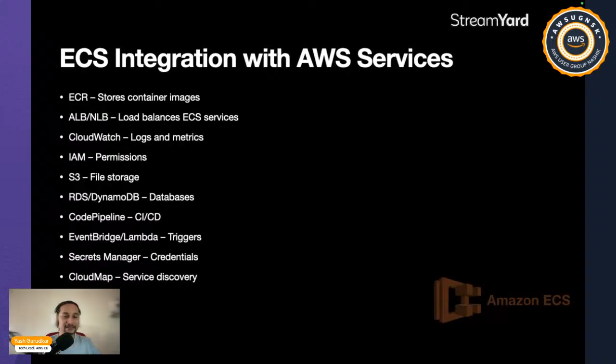Then we have Secrets Manager for managing our credentials on AWS, and we have Cloud Map for service discovery. The reason we are looking at all these services today is that they get easily integrated with ECS, or Elastic Container Service.